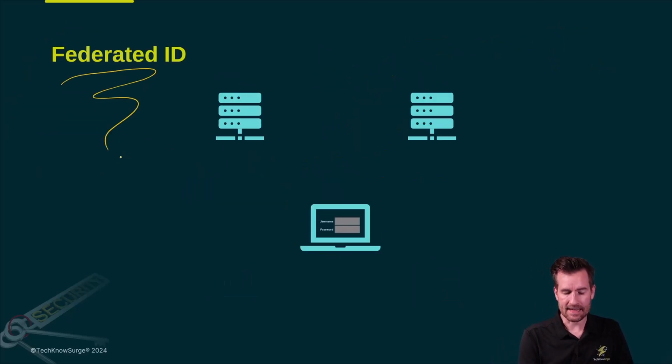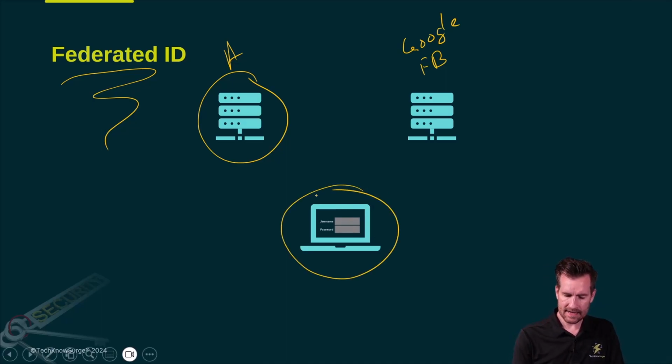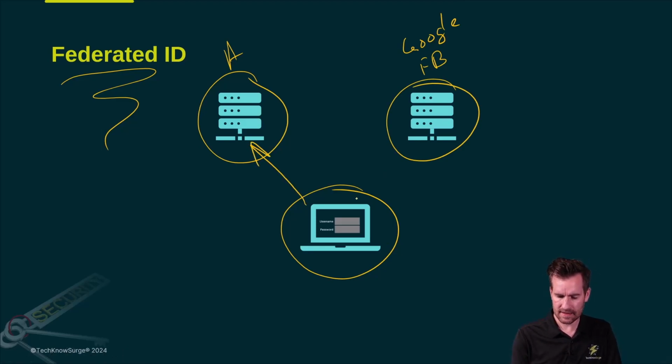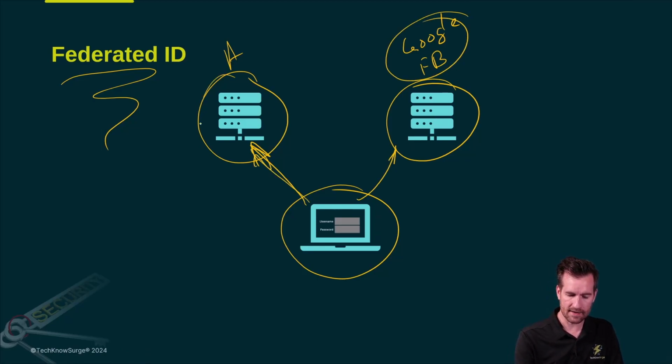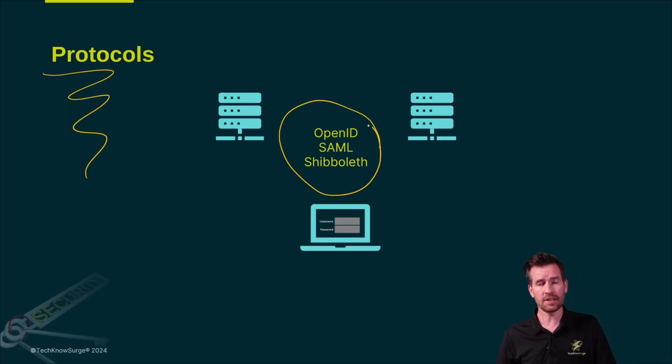Whereas with federated ID, company A may have no association with Facebook or Google or whatever it is that they're using as the authenticator. So your federated ID is with this other company. When you try to log into company A's resources, they're just using Google and Facebook for the authentication piece, and then you have access to company A. Now, there are quite a few protocols out there that help support all of this. OpenID, SAML, and Shibboleth are all examples of protocols that create this ability.